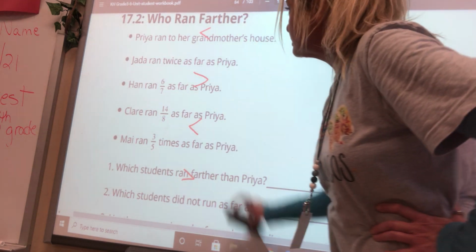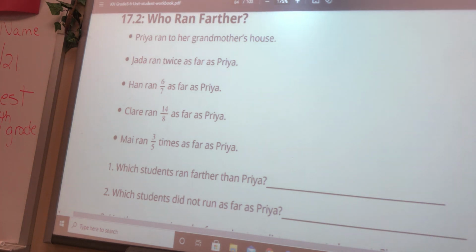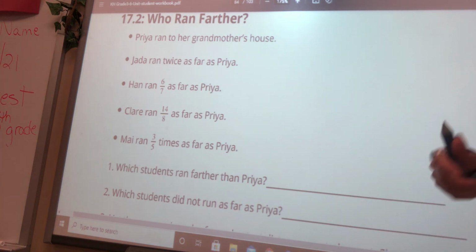Who ran farther? It says Priya ran to her grandmother's house. Jada ran twice as far as Priya. Han ran 6/7 as far as Priya. Claire ran 14/8 as far as Priya. And Mai ran 3/5 times as far as Priya. Which students ran farther than Priya?